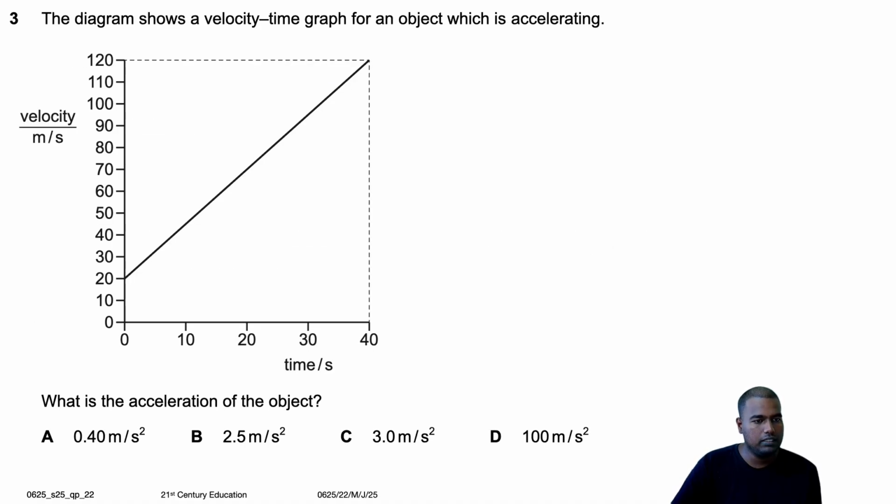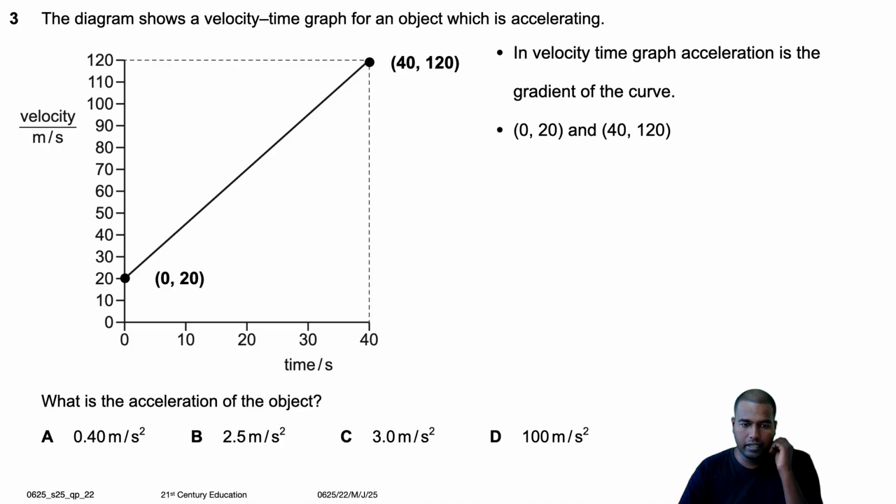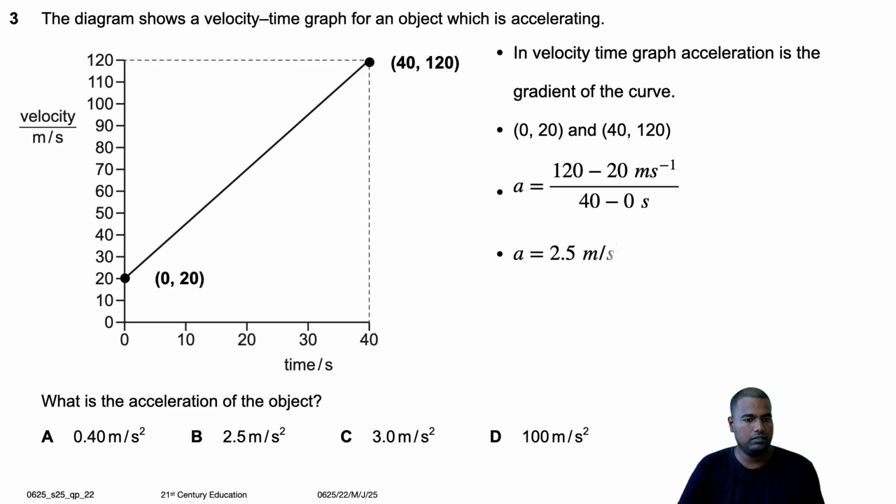The diagram shows the velocity time graph for an object which is accelerating. What is the acceleration of the object? In a velocity time graph, acceleration of the object is just the gradient of the curve. So we need to take 2 points from the curve. So I'm going to take 0, 20 and 40, 120. You can take any points, but taking points from the edges is easy for calculation on the axis. So we will find gradient by y2 minus y1 divided by x2 minus x1. And it's 2.5 meter per second square. Option B.